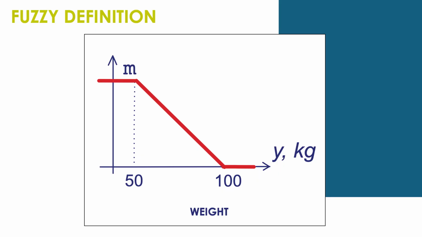This can be done also in another way, for instance, for weight for a particular device. The weight can be completely acceptable if it is lower than 50 kilos, can be completely unacceptable if it is higher than 100 kilos. In between 50 and 100 kilos, there is a certain degree that obviously is better if it is closer to 50.